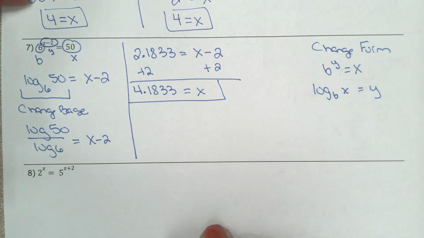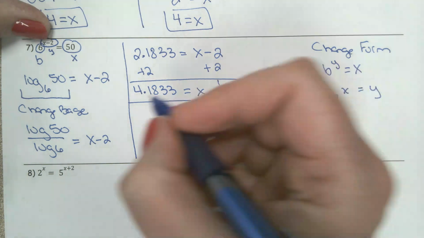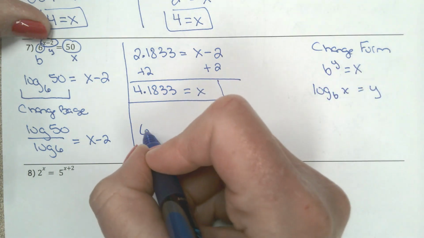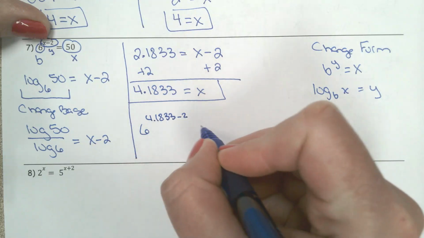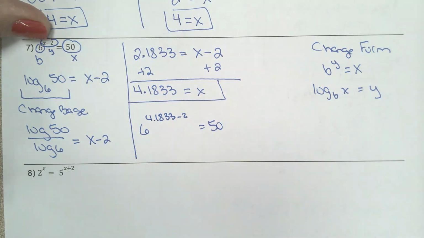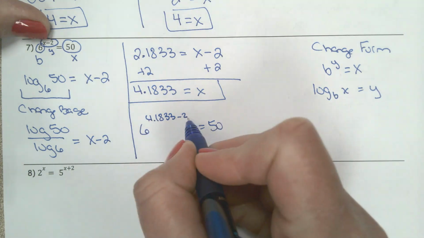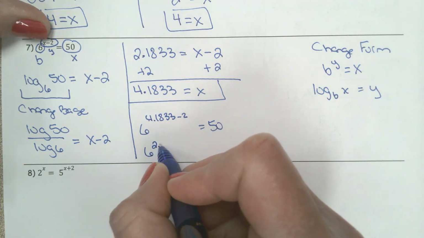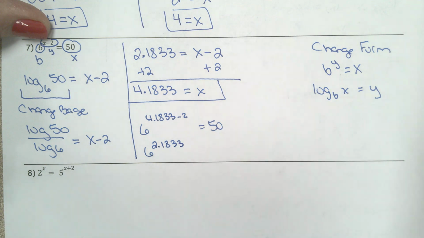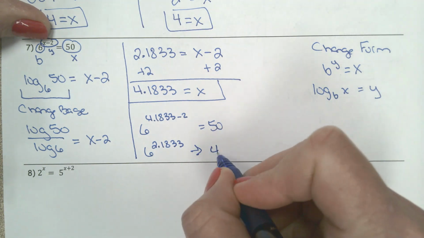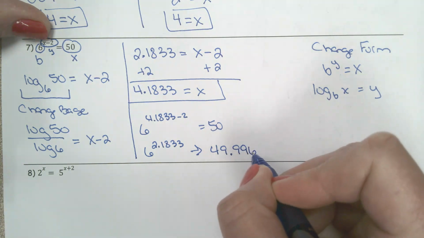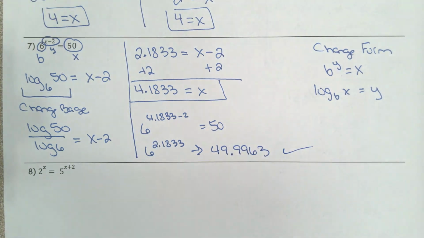If you wanted to check it, you would have 6 to the 4.1833 minus 2, and hopefully that is about 50. When I subtract, I get 2.1833. I entered that in my calculator and I got 49.9963, which is close enough. So yep, that is the good final answer.